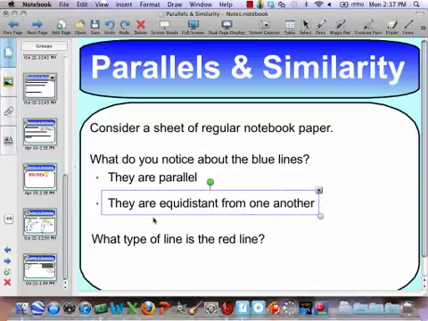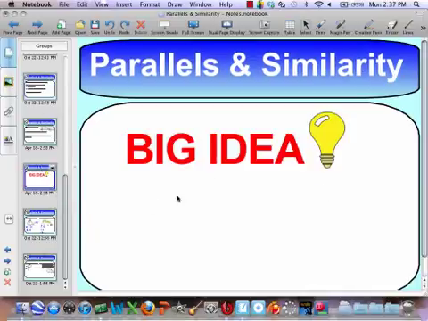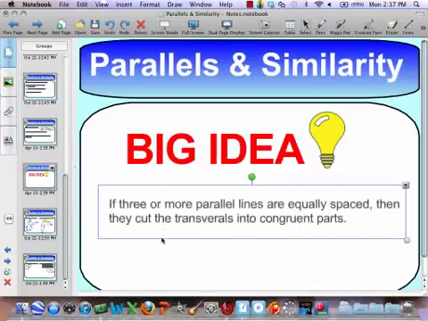So this leads us to the next big idea: if the parallel lines are equally spaced, then it cuts the transversals into congruent parts. That's something I want you guys to write down. If the lines are equally spaced, it cuts the transversals into equal parts.